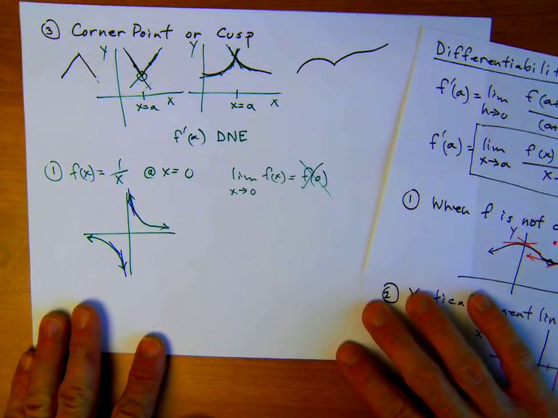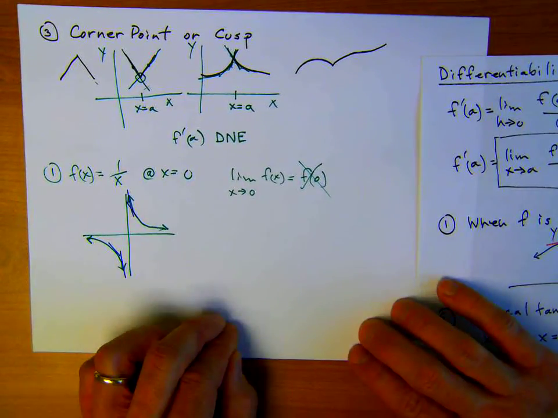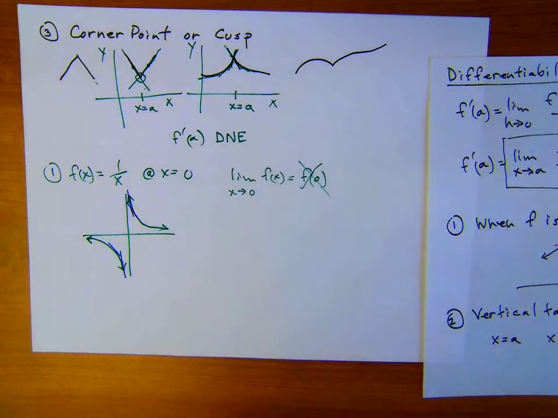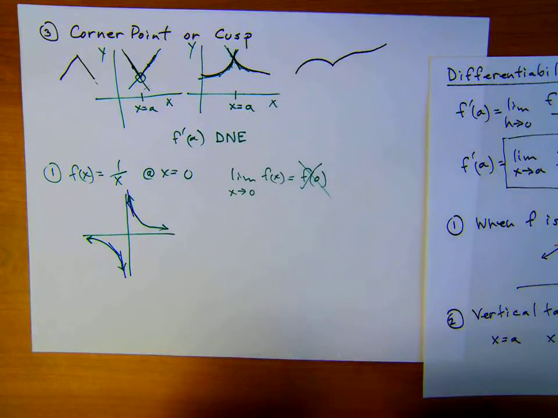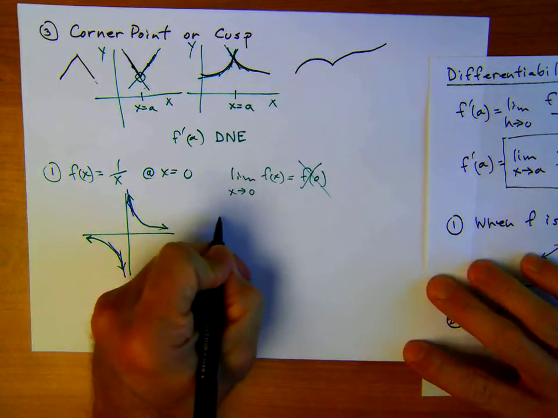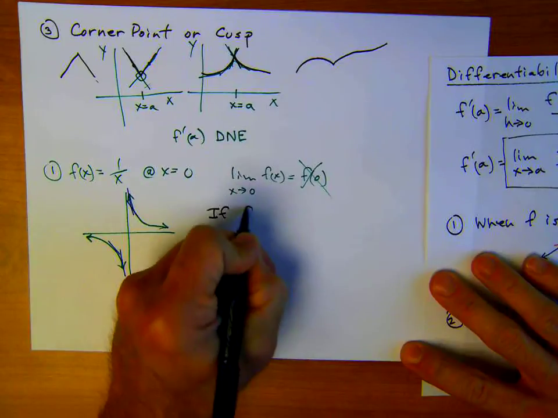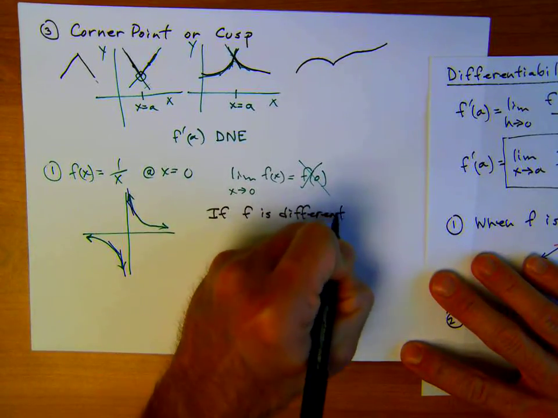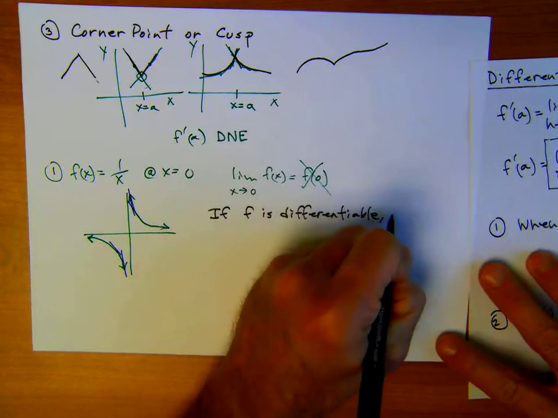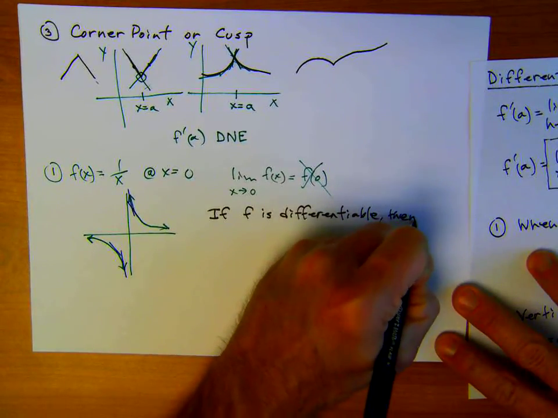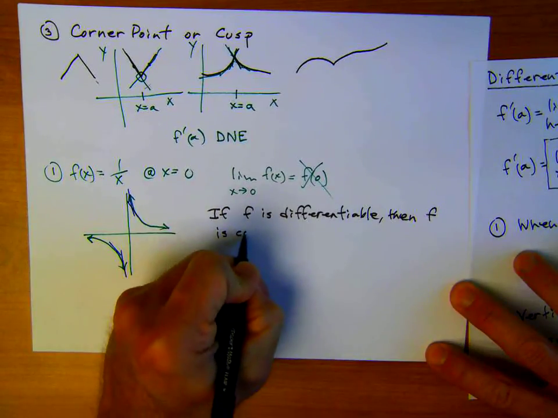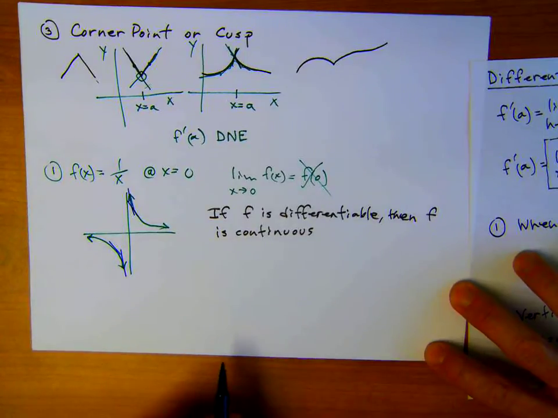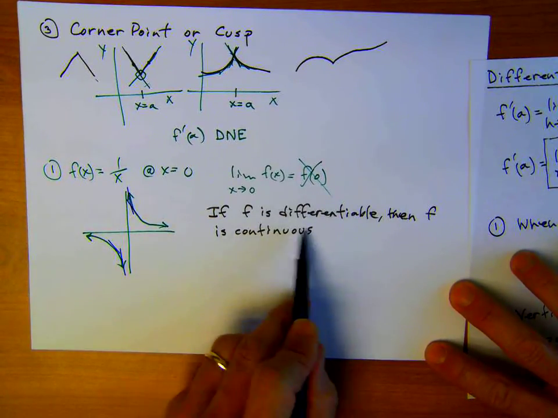It's worth noting that if the function is differentiable, then it's also continuous. This is a very brief proof that I just want to show you. It's kind of an important idea. What it's saying is that if f is differentiable, then f is continuous. The reverse is not true, and I'll come back and show you an example of that.